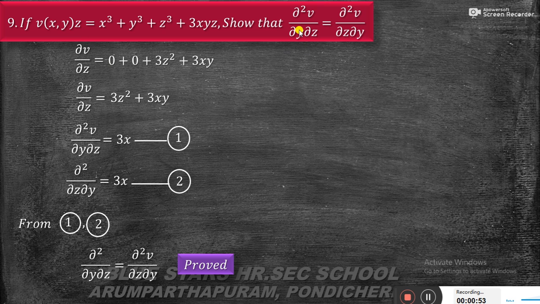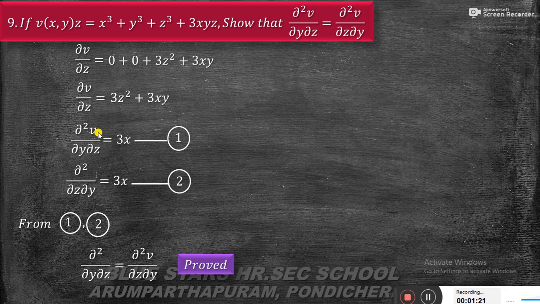Now I first find dou v by dou z, and after that I find dou square v by dou y dou z. Dou v by dou z means differentiate with respect to z on both sides. Here, in x cube and y cube, the terms are constant, so only z terms I differentiate. The derivative of z cube is 3z square, plus 3xy, since the derivative of z is 1. So dou v by dou z equals 3z square plus 3xy.